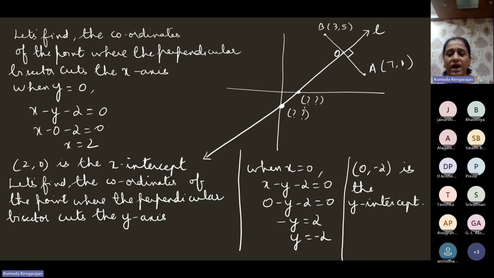The next question is to find the address of the point where the perpendicular bisector cuts the x-axis, and also the point where it cuts the y-axis. At which point does the perpendicular bisector cut the x-axis? Find the coordinates. At which point does it cut the y-axis? Find the coordinates. For every point on the x-axis, the y-coordinate is zero, and for every point on the y-axis, the x-coordinate is zero. So when you use y equal to zero in the equation of the perpendicular bisector and find the corresponding value of x, you have found the x-intercept.